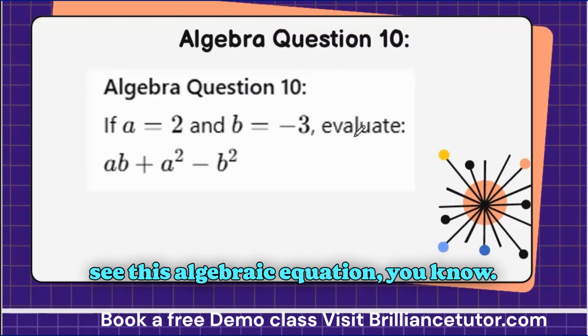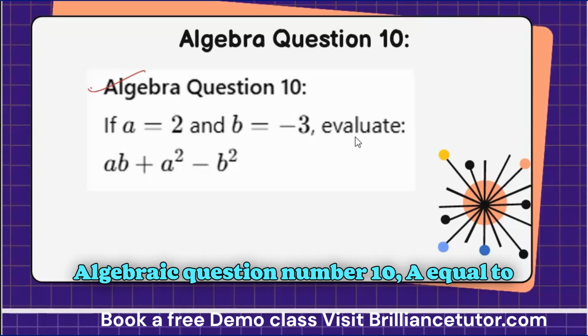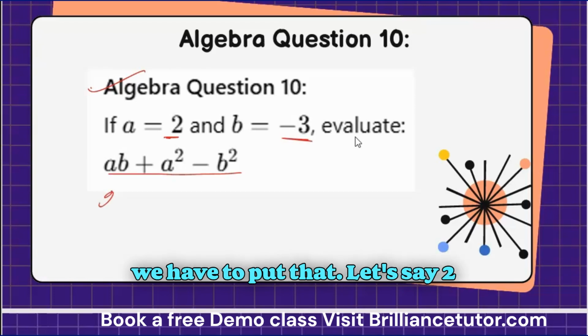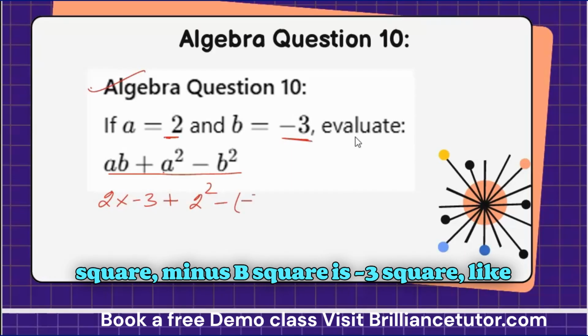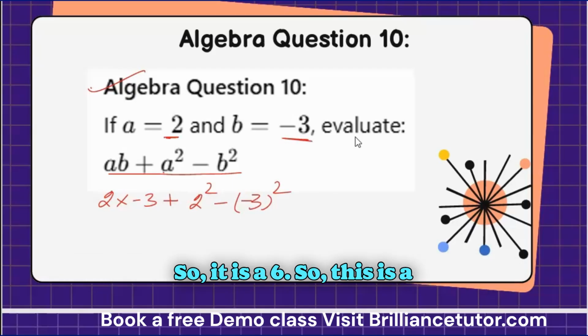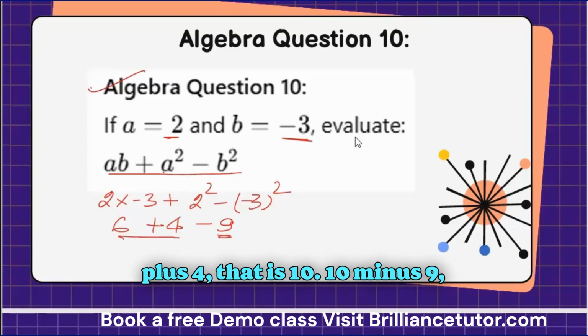Now see this algebraic question, number 10, a equal to 2 and b equal to minus 3. So here we have to put that. It's 2 into minus 3 plus a square, means 2 square, minus b square. Minus b square is minus of minus 3 square, like that. Not only 3 square. Okay, so it is minus 6. So this is a plus and this is a 9. Minus 3 into minus 3, that is 9. So minus 6 plus 4, that is minus 2. Minus 2 minus 9, which is minus 11. Okay.